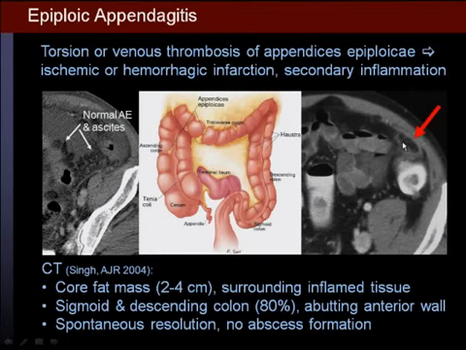measuring 2 to 4 centimeters with surrounding inflamed tissue, typically located in the sigmoid and descending colon, because that's the location where we have most of these appendices epiploicae. And they are typically, and this is also important, abutting the anterior wall, because this is the location of the appendices. They are not lateral or posterior, they are anterior. And once we have made the diagnosis, we should be aware that there is a spontaneous resolution within several days or a few weeks. There is no abscess formation, so there is no indication for surgery.